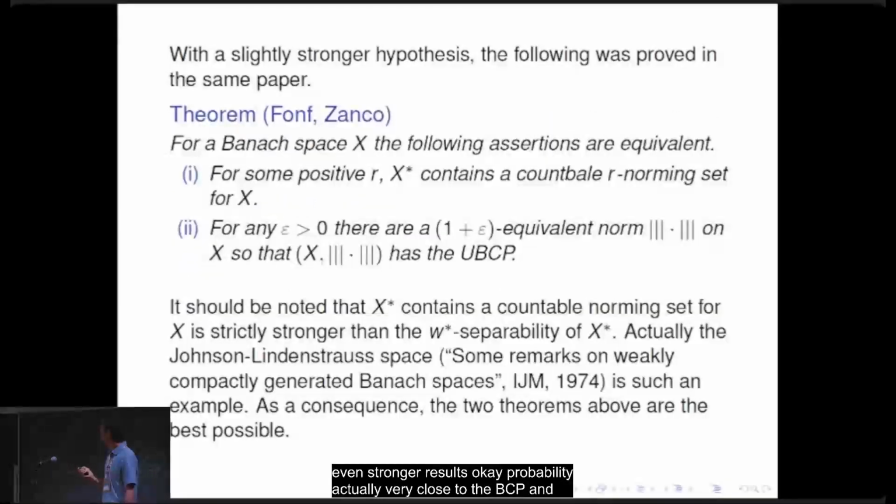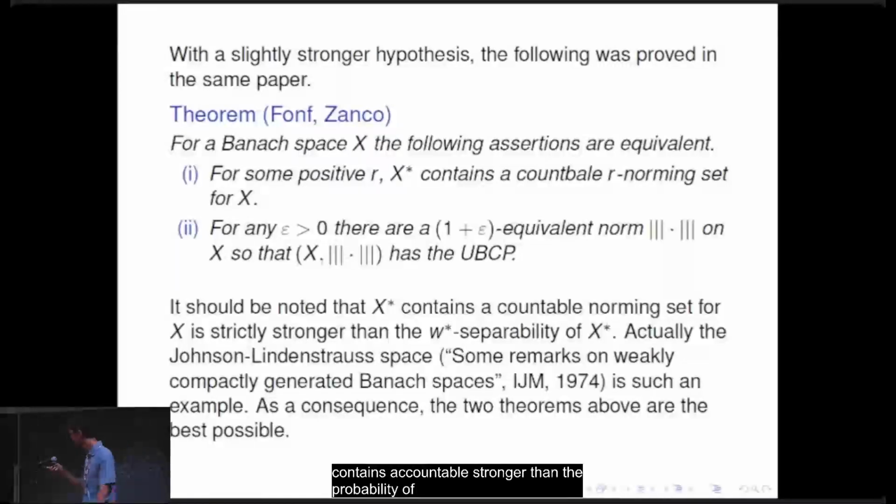And another result of Van Zankel in the same paper tells you that if you add a slightly stronger condition, that is X star has a countable R norming set, then it can be renormed to have the uniform BCP. It follows from these two results that the strong BCP and the uniform BCP are different properties in general, because containing a countable R norming set is strictly stronger than the weak star separability of X star. The counterexample is just the Johnson-Lindenstrauss space.